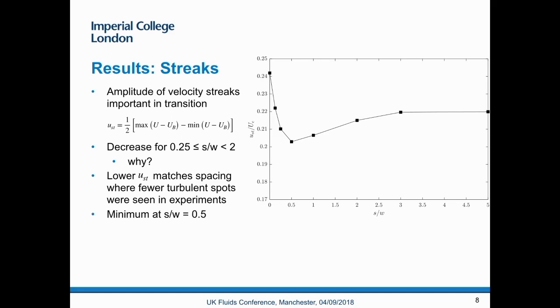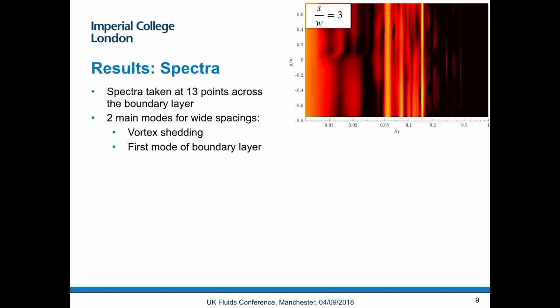So why does this happen? Sorry, I'll just go on to this bit first. This is a transient solution that we've got. I had a look at the spectra to see if we could identify the physical features that were occurring. This is a contour plot showing the frequency spectra at different points across the width. And we can actually see the main features.